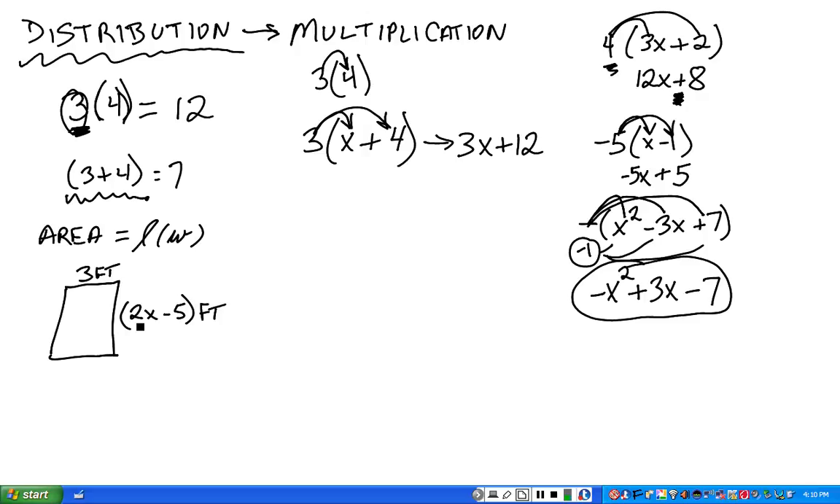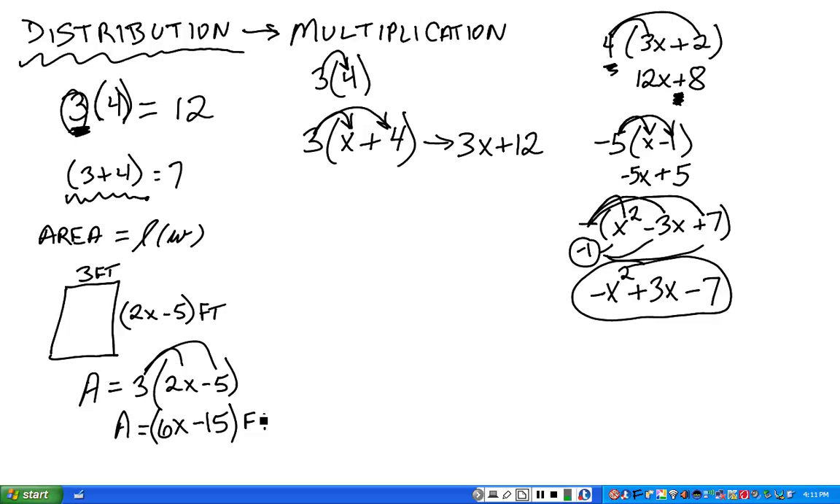If I want to know the area, then I simply say the length times the width. My width is 3 feet and my length is 2x minus 5 feet. So I do my distribution. 3 times the 2x gives me 6x, and 3 times the negative 5 gives me negative 15. So my area would be 6x minus 15, but here's the kicker.